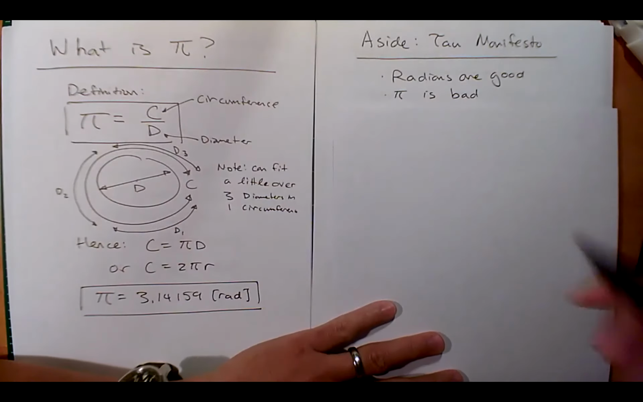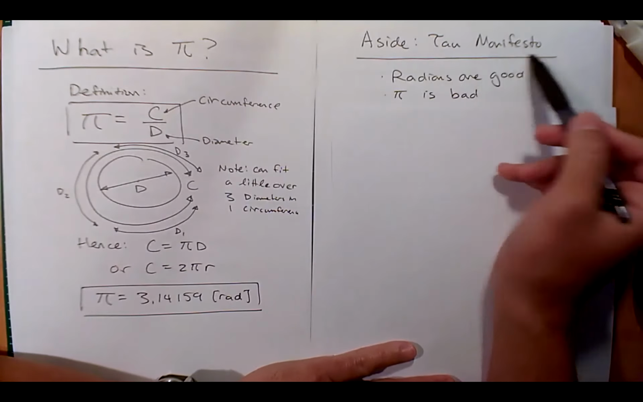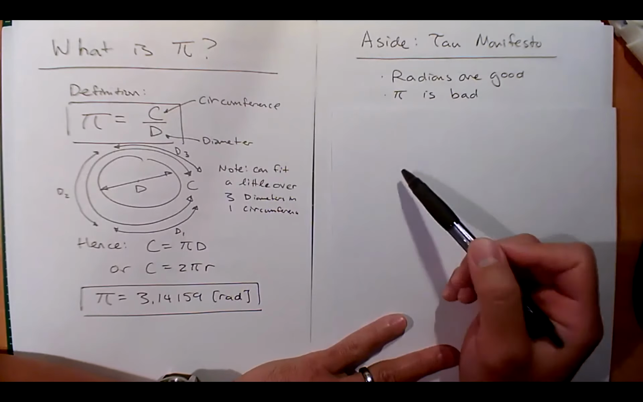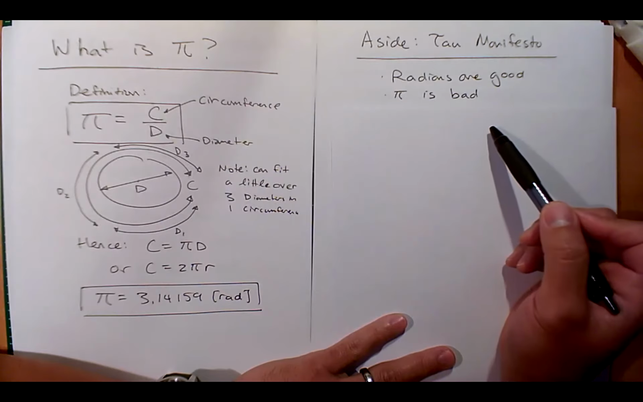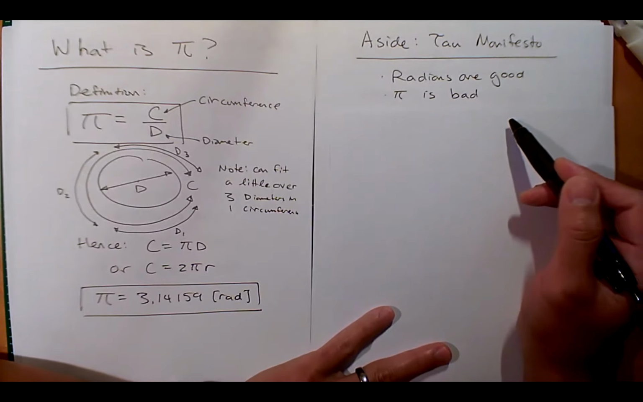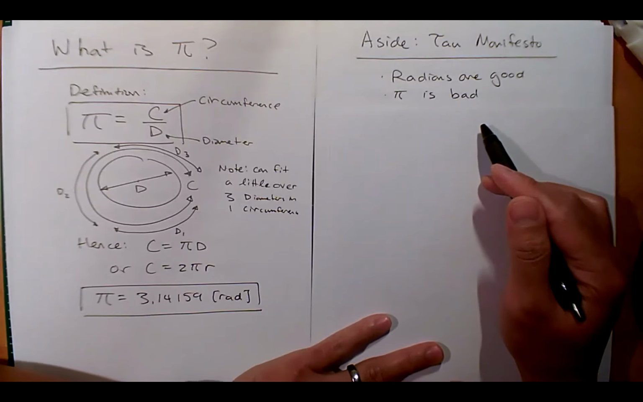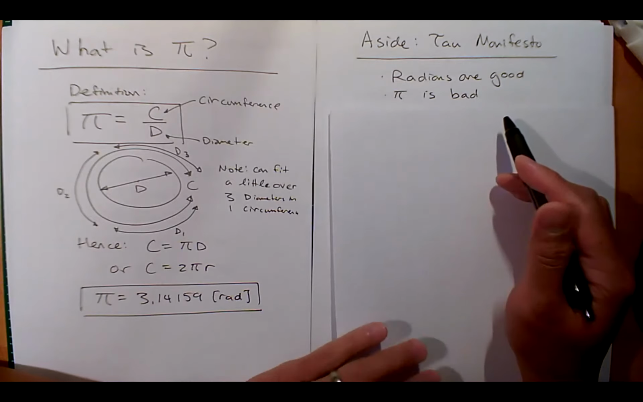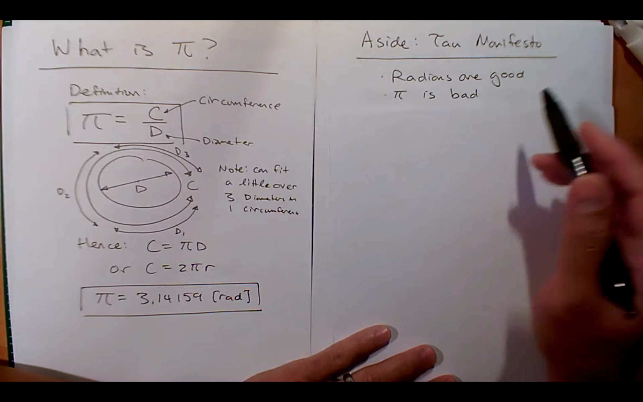I found this YouTube video. You can Google it. I'll try to find the link and put it in the description. It's called the Tau Manifesto, and it convinced me. Radians are good. Pi is bad, right? Pi is confusing. I don't know if I ever really liked pi in the first place. People say, oh, we have Pi Day and all that good stuff. And sure, pi is delicious. But maybe June 28th is a better day, right?